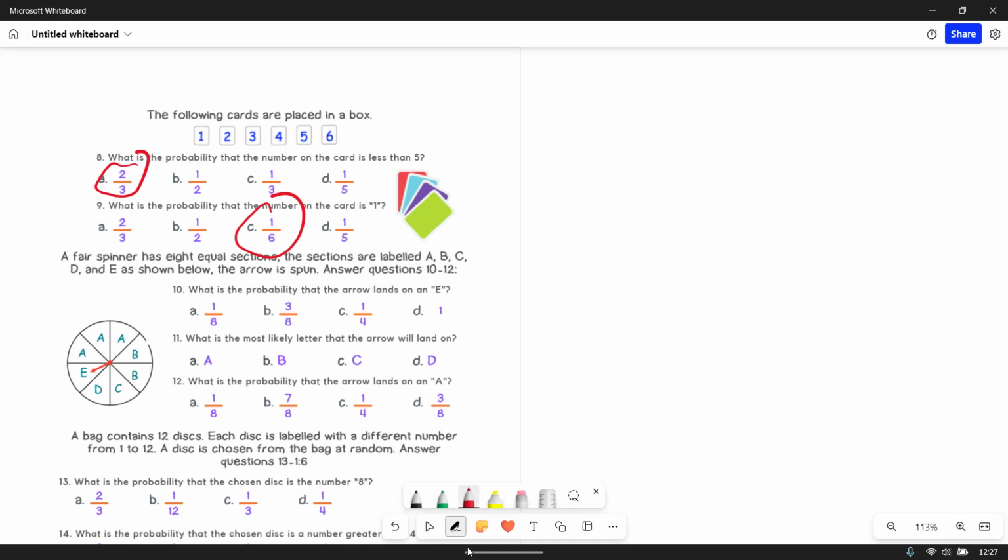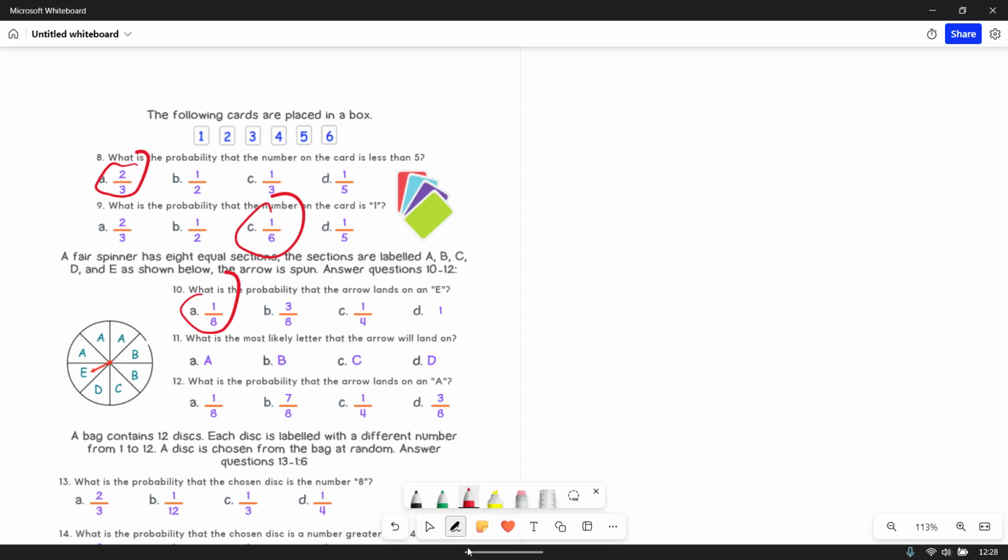Okay, 10. So we've got a spinner. So what's the probability of E? Well, let's count how many there are. 1, 2, 3, 4, 5, 6, 7, 8. So there's 8 in total. So the bottom number is going to be 8. And we want an E. So there's only 1 out of 8. So 10 is A.